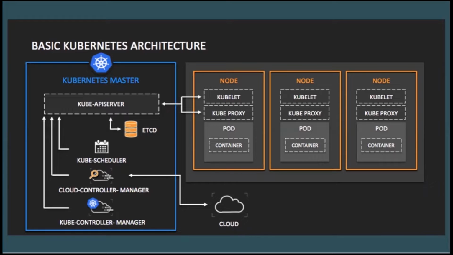So one of the core components of Kubernetes is called the Kube API server. Through this only, Kubernetes will communicate to the end user, and the node also will communicate to the master using the API server only.